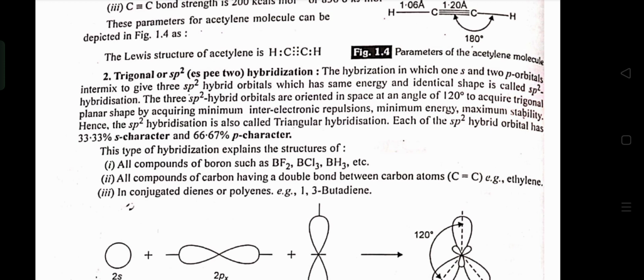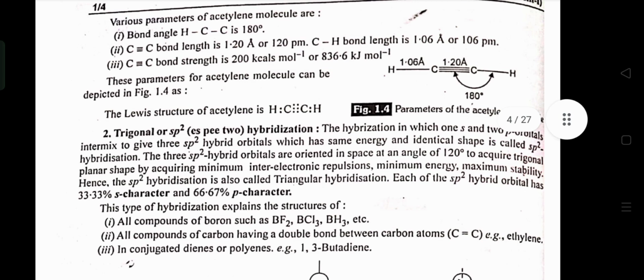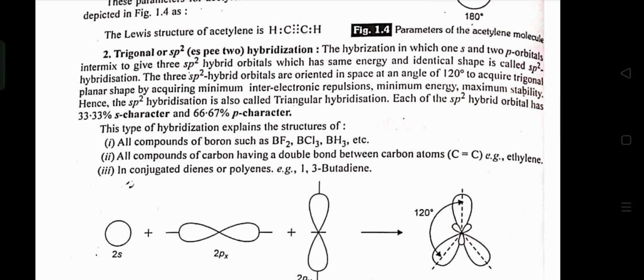Second, we will discuss trigonal or sp2 hybridization. The hybridization in which one s and two p orbitals intermix to give three sp2 hybrid orbitals which have the same energy and identical shape is called sp2 hybridization. The three sp2 hybrid orbitals are oriented in space at an angle of 120 degrees to acquire a trigonal planar shape by acquiring minimum inter-electronic repulsion, maximum stability, and minimum energy. Hence, sp2 hybridization is called triangular hybridization.